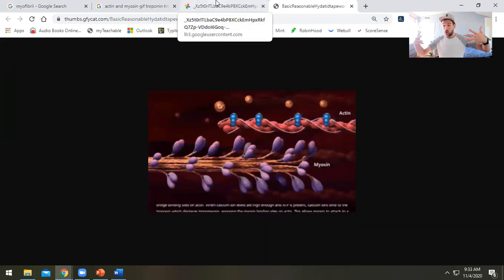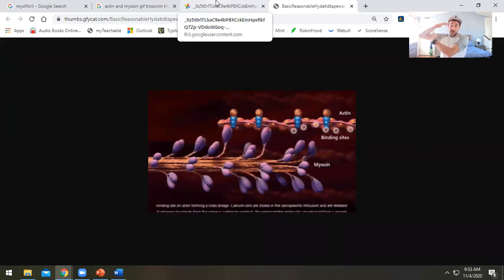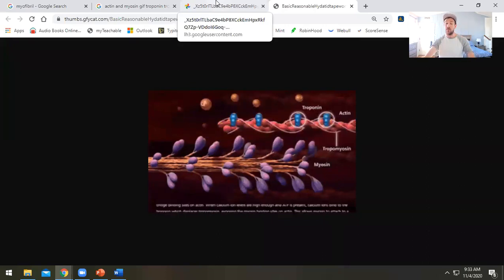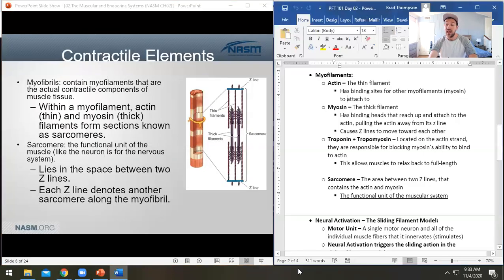And then that whole sliding action occurs, and your muscle cell goes from being this long to being this long. And that's how your muscles go from being this long to being kind of bunched up like this, right? Like they get bunched up and bound together. And that is a muscular contraction in a nutshell, right?